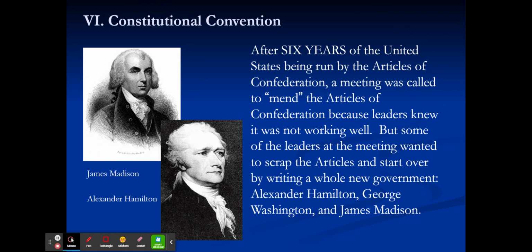Some of the people supporting that idea of a stronger central government and starting over, getting rid of the Articles of Confederation? Alexander Hamilton, George Washington, James Madison. They all were attendees, delegates at this constitutional convention, and really wanted to scrap it and start over. Imagine that. Taking something you've worked on, something that's been going on and being used for 6 years, getting rid of it and starting over with a whole new thing.